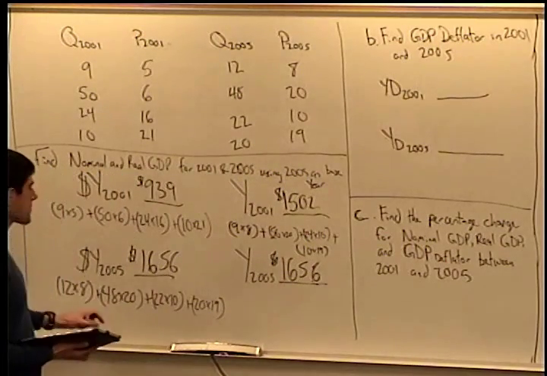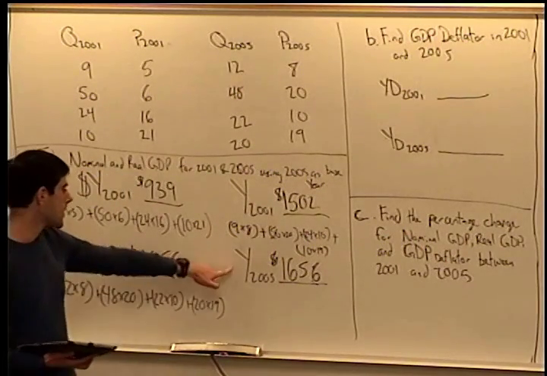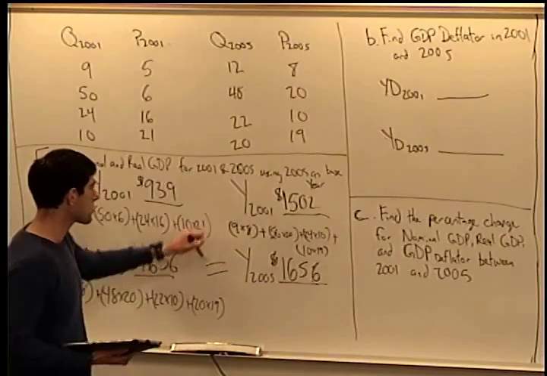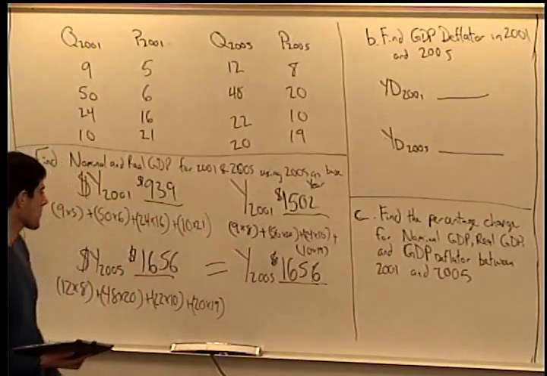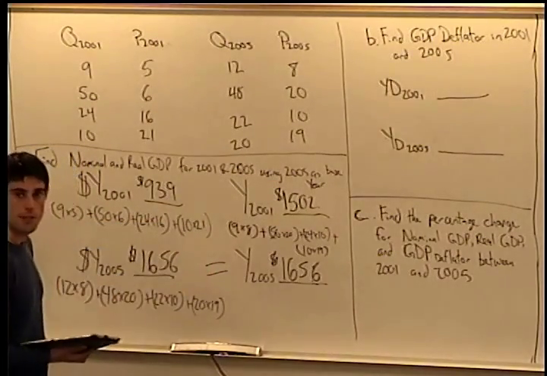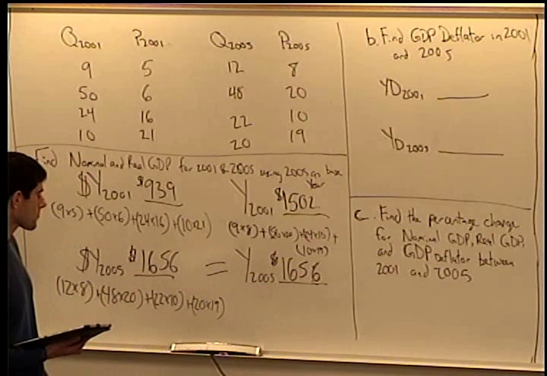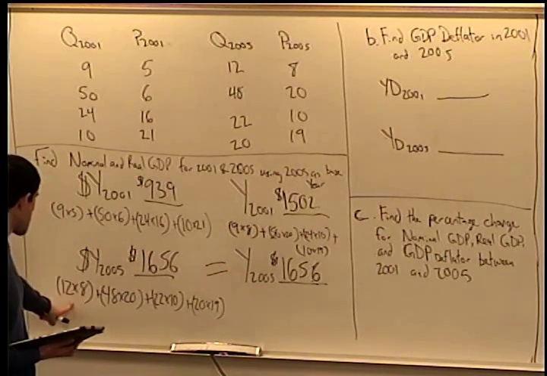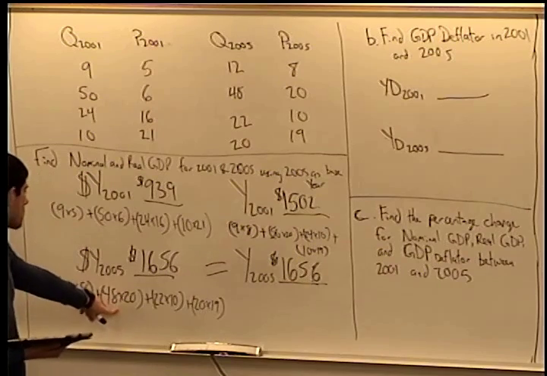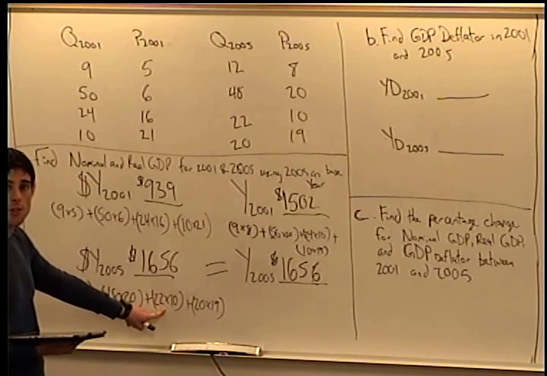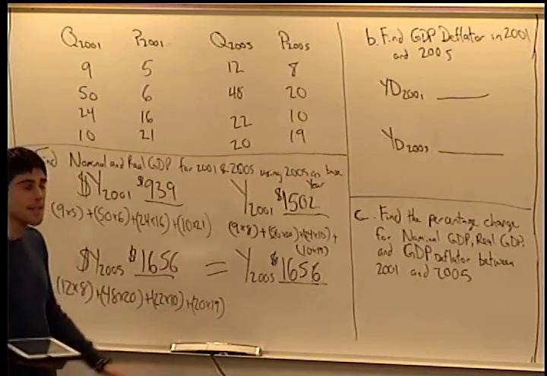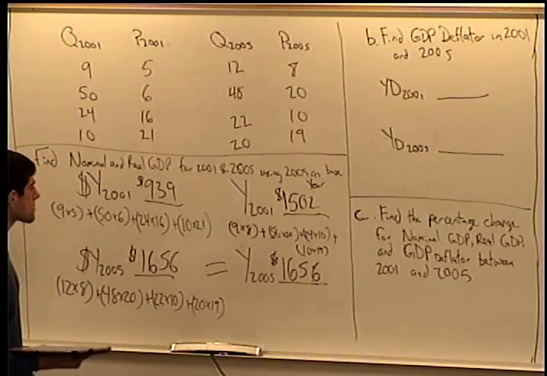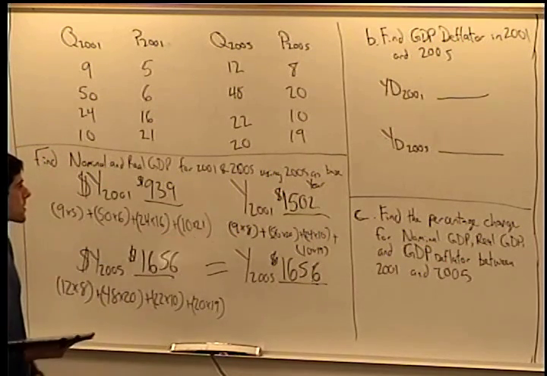So just like we said before, real GDP and nominal GDP are always equal in the base year. Those two things are always going to be equivalent in the base year, and that's because the math is the same: 12 times 8 plus 48 times 20 plus 22 times 10 plus 20 times 19. So that's part A.